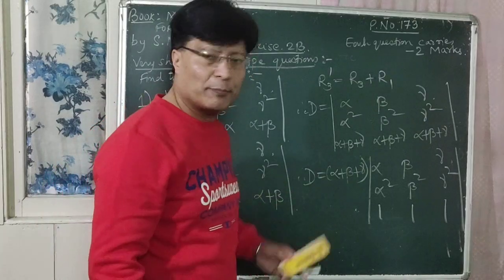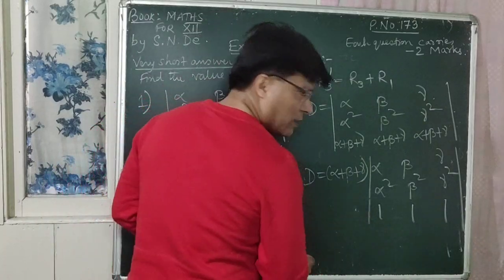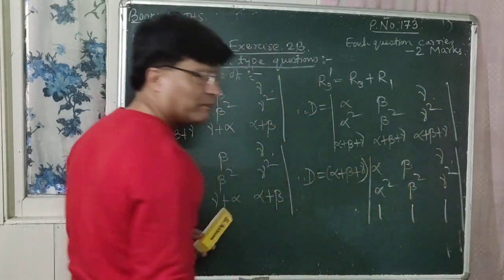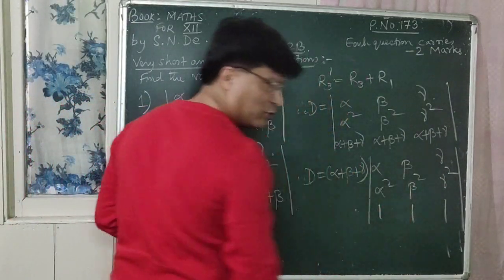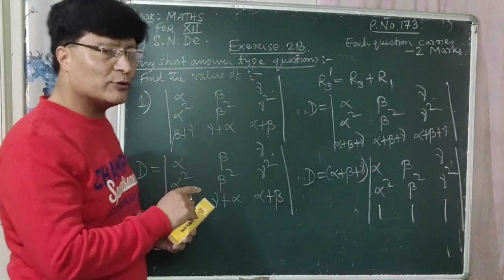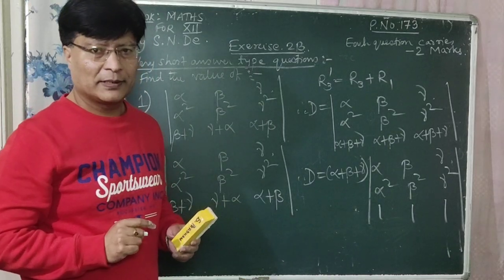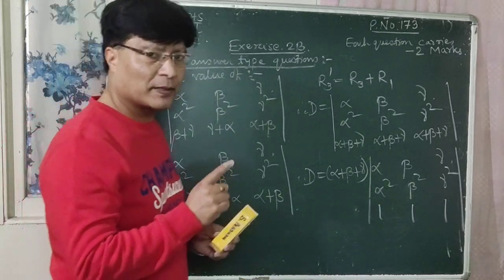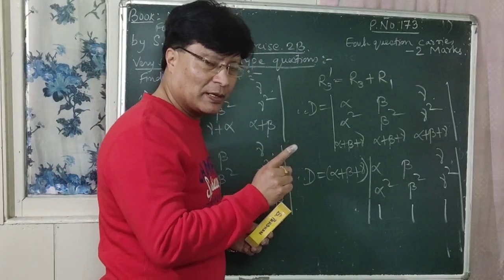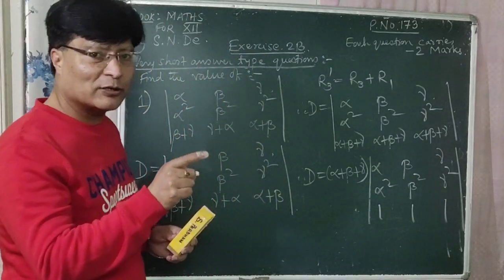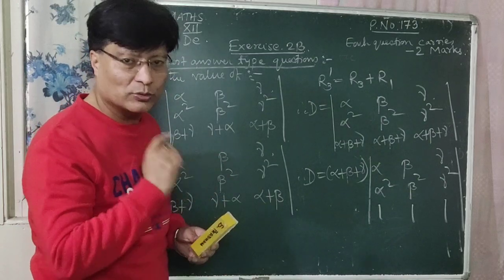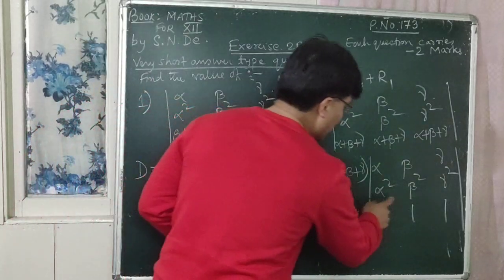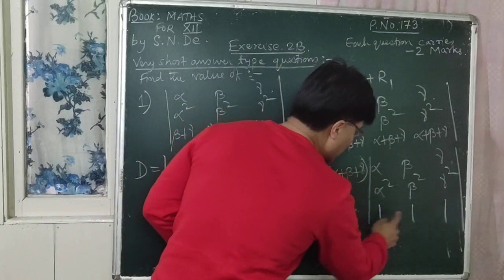In a third order determinant, at one time you can use a maximum of two properties only: either just one property or two properties. Is that clear? So, in case of a third order determinant, you can use a maximum of two properties at a time, right? Not more than two properties can be used in case of a third order determinant.